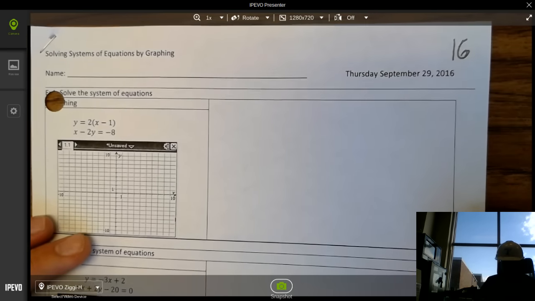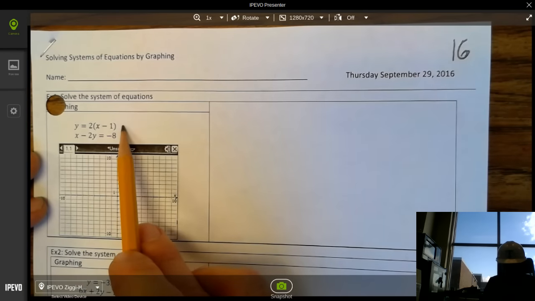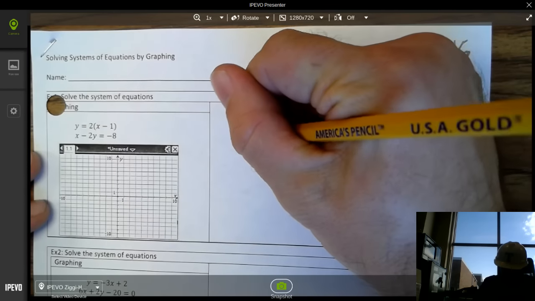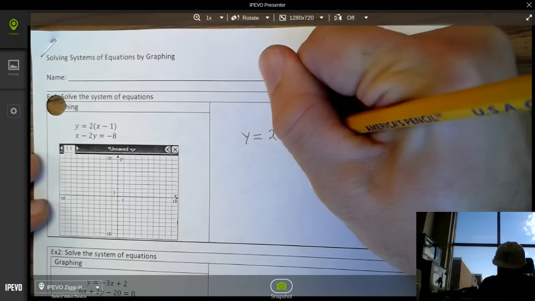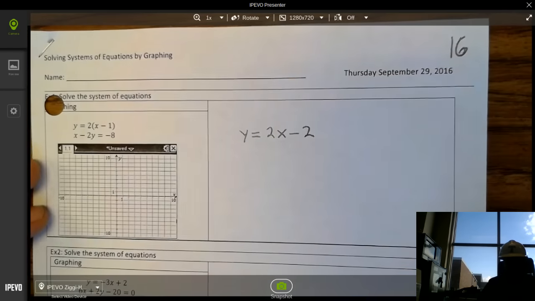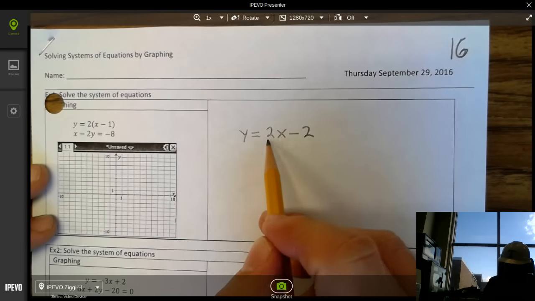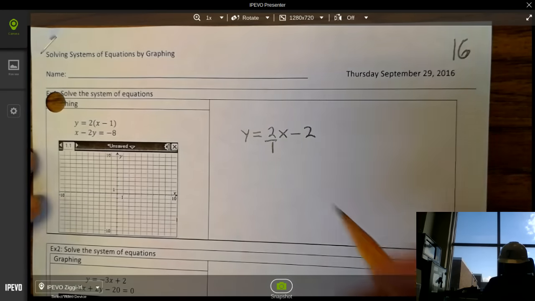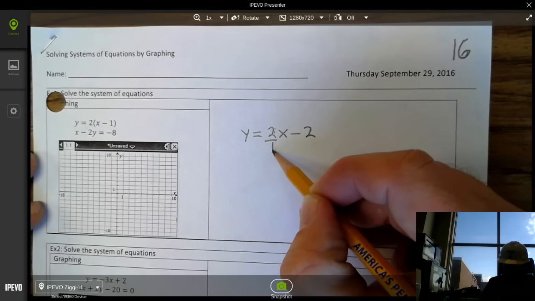Example 1. Before we graph, you'll notice that we need to distribute the 2. That's why I've left you space here to do some work. If we distribute the 2 in the first equation, you get y equals 2x minus 2. The number in front of x is the slope, and slope is a fraction, so we put it over 1. 2 divided by 1 is still 2, so we haven't changed anything.